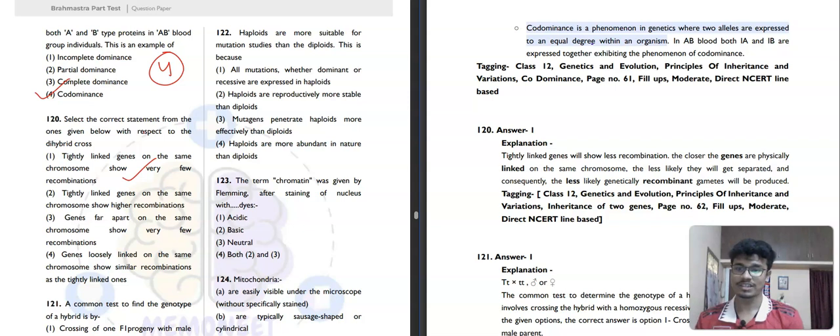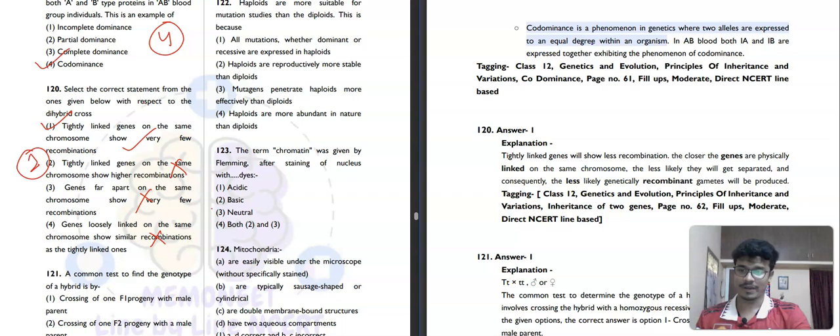Tightly linked genes on the same chromosome show higher recombination. No, how? This is not correct, because recombination is directly proportional to crossing over, and crossing over is inversely proportional to the distance between the genes. So, if the genes are tightly linked, there will be less crossing over and less recombination. Genes far apart on the same chromosome show very few recombinations. This is also not correct. Genes closely linked on the same chromosome show similar recombination. No, this is not correct. So, first option here will be our correct answer.